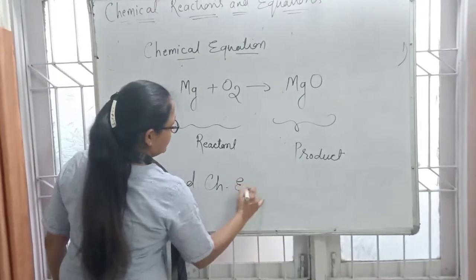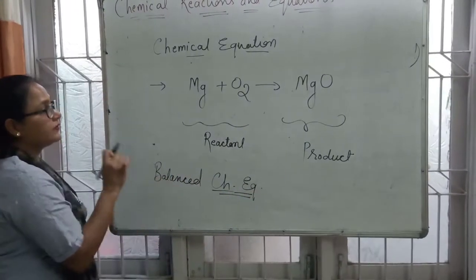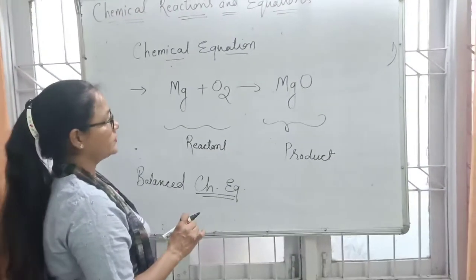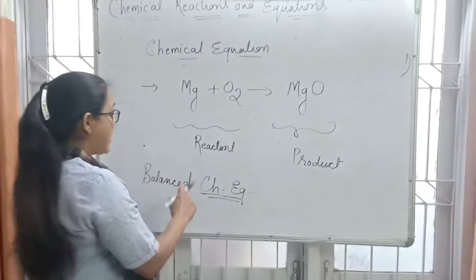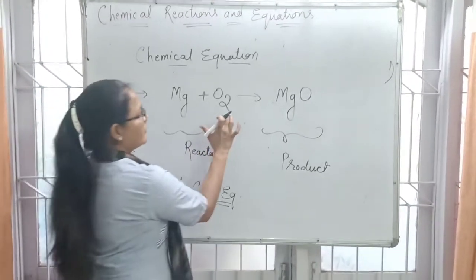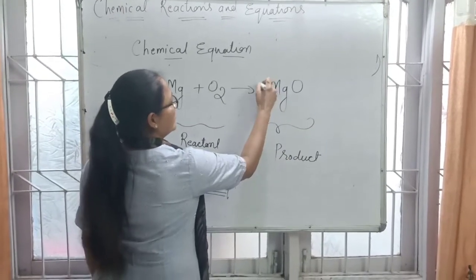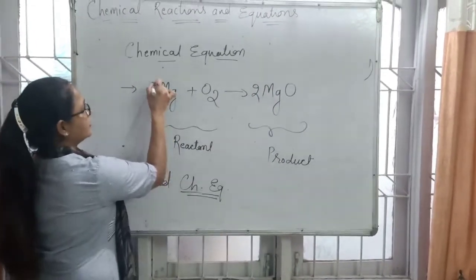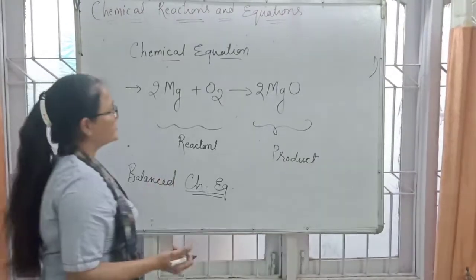Chemical equation. From here, we will write all the equations. They should be balanced. That is expected. Okay, balanced chemical equation. If I take the same example, if I want to make the oxygen atoms equal on both sides, I will write 2 and 2 for this. The way of balancing I will tell you just in the next session.